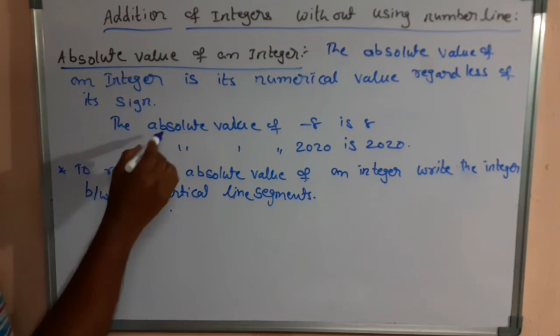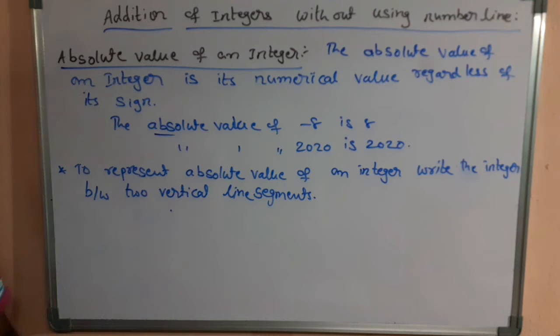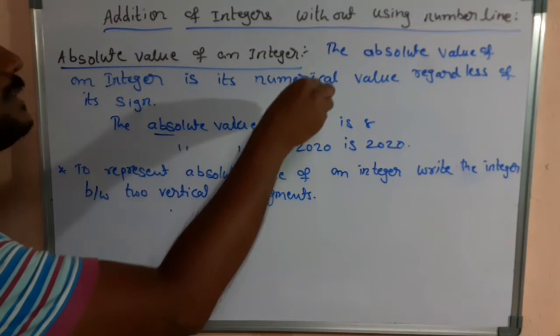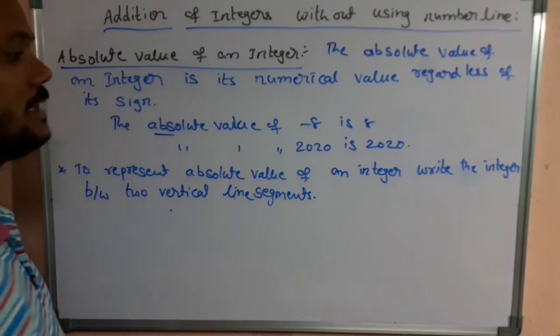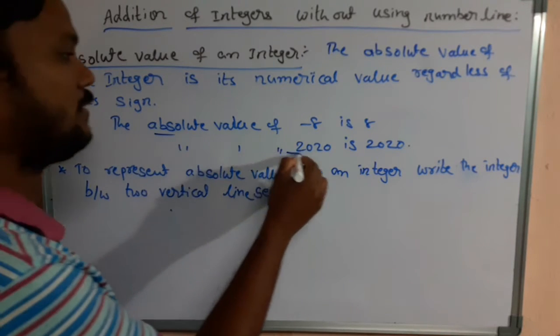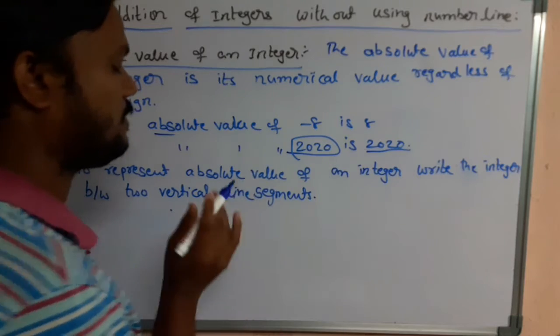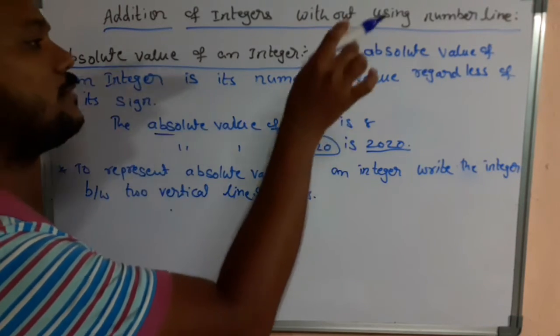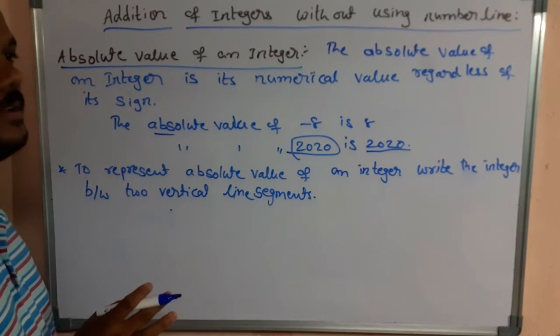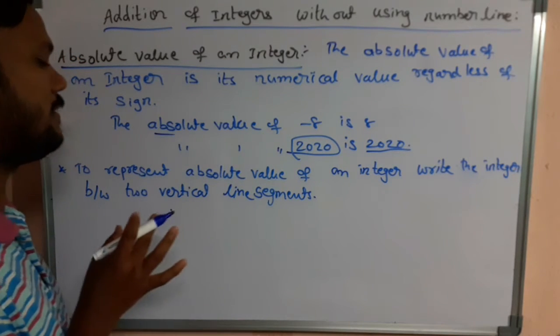Suppose you want to find the absolute value of -8, then that is its numerical value. What is the numerical value of -8? That is 8 itself. In the same manner, the absolute value of 2020 is 2020. No matter whether it is positive or negative, we need to take only the absolute value of it. That means only the numerical value of that number we need to take.